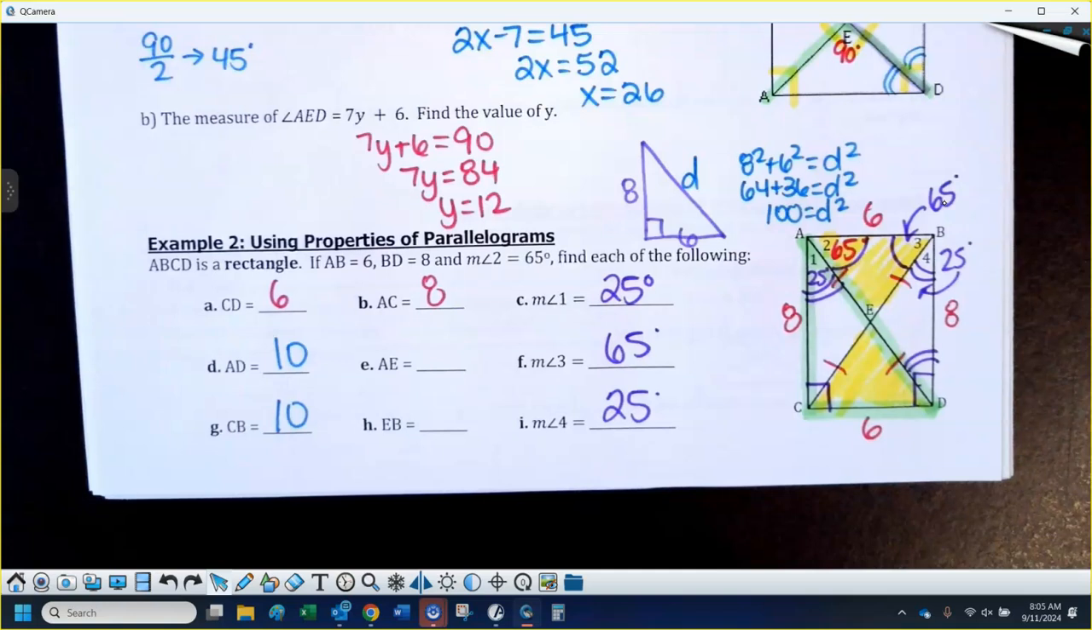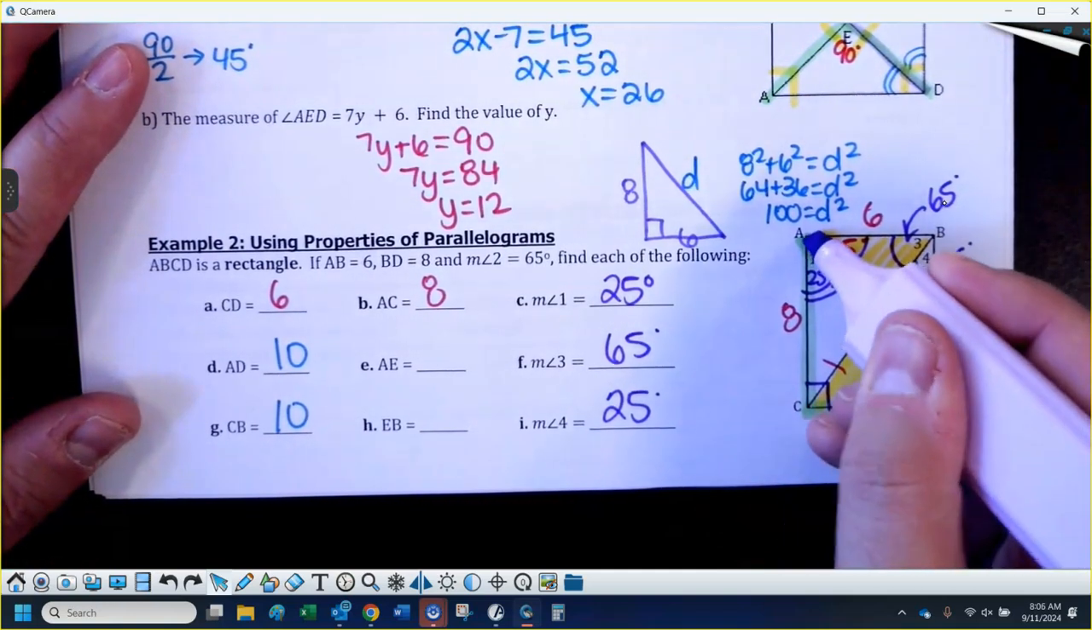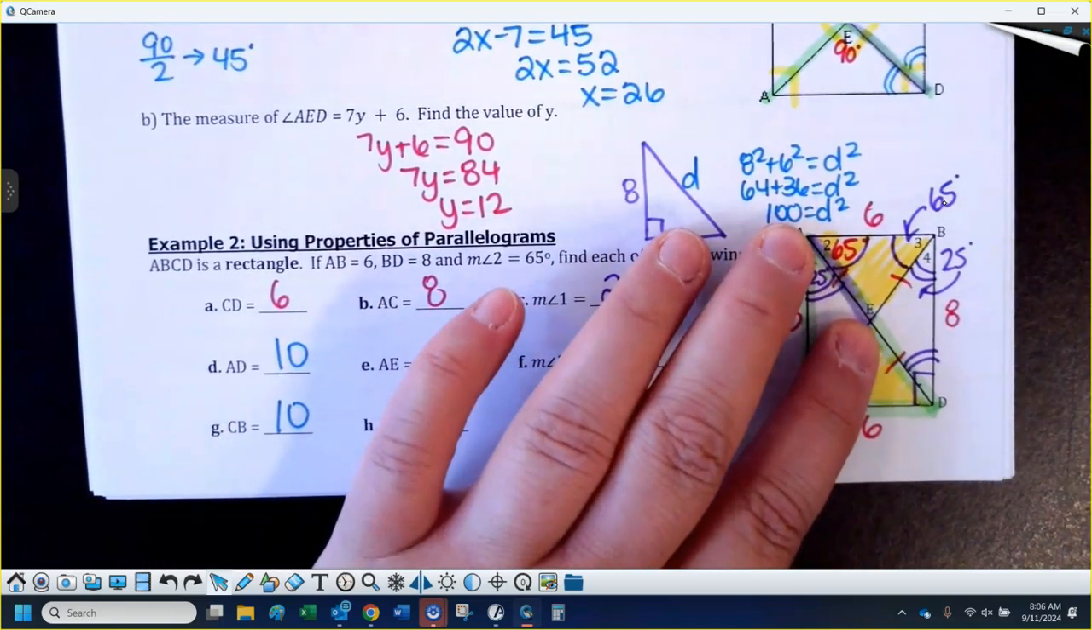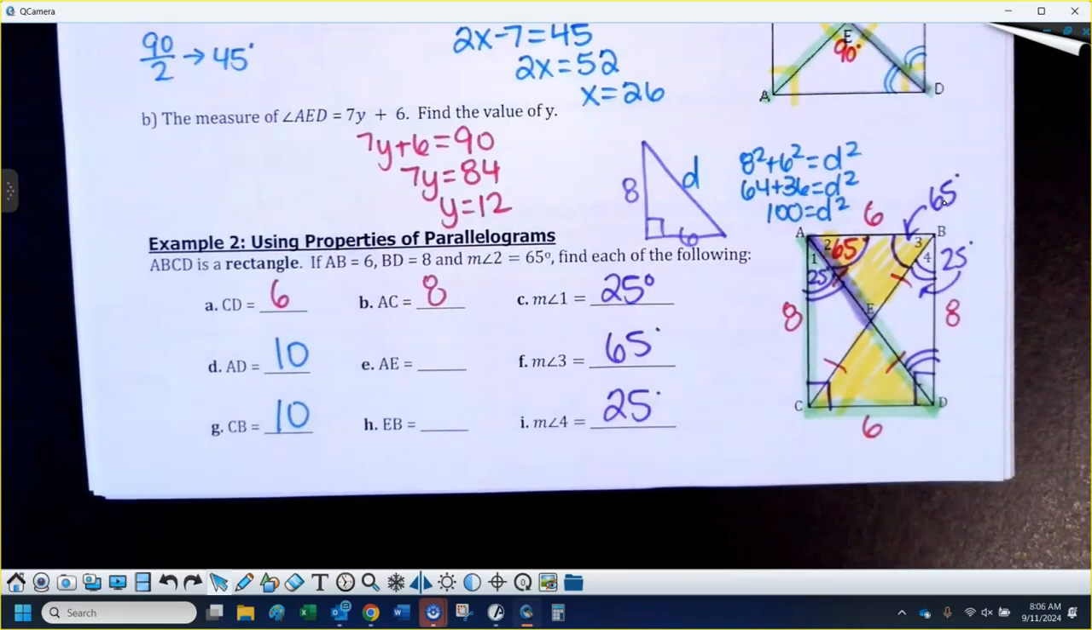All right, now, this is not terrible, but it's a little tricky. What if I just asked you for A to E? You know the entire diagonal is 10. If I just asked you for A to E, 5. It just cuts it in half because the diagonals bisect each other.